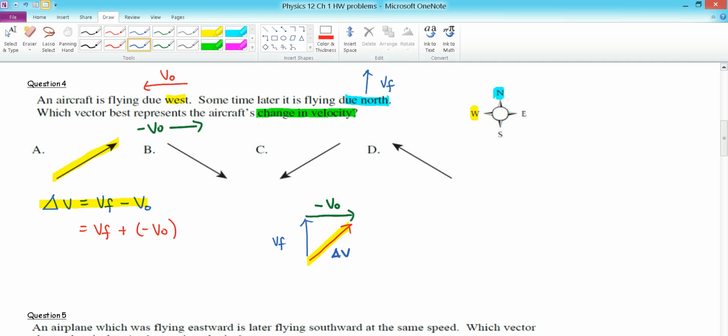All right, so change in velocity is simply your final vector minus your initial vector. All right, so for this question, all we have to do is take our initial vector there, which is going due west, and change that to the opposite, which would be going in the eastern direction. All right, so that's question number 4. Let's go on with question number 5 now.